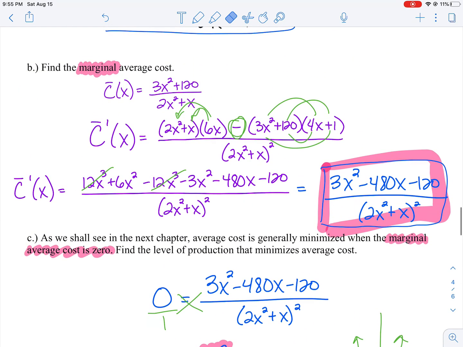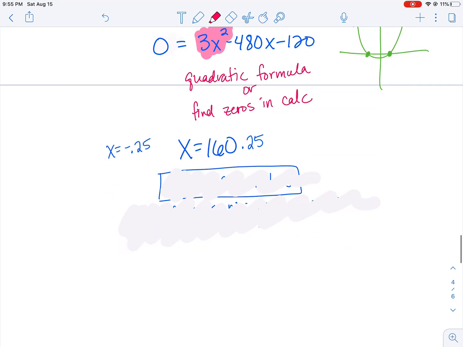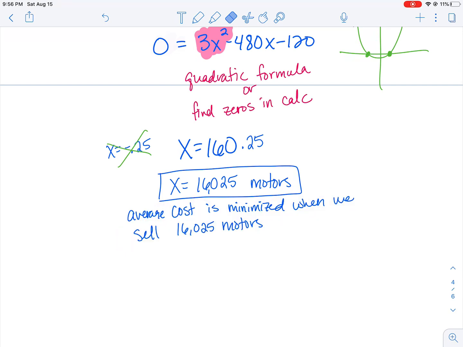Now, what did x represent in this situation? Didn't x represent the hundreds of motors? It wouldn't make sense for x to be negative 0.25 because we can't produce a negative amount of motors, so the negative answer wouldn't apply in this context. But it would make sense for x to equal 160.25. That means we have 160.25 hundred motors, and if I multiply by 100, I get 16,025 motors. My average cost is minimized when I sell 16,025 motors. If I'm this business owner, that's the number I want to shoot for so I can minimize my average cost.